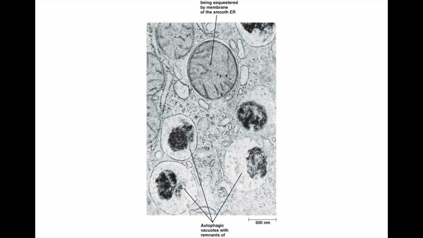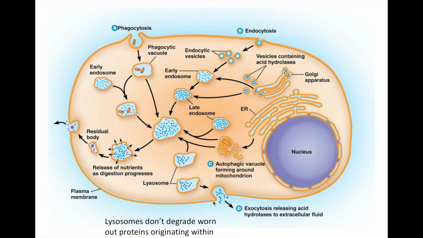Here's just a picture of a mitochondrion on its way to the mitochondrion graveyard, and then these are vacuoles or remnants of mitochondria after they have fused with lysosomes. If it's a protein that gets worn out inside the cell, that's degraded in a proteasome, not a lysosome. So these are just the different places from which lysosomes can receive input.